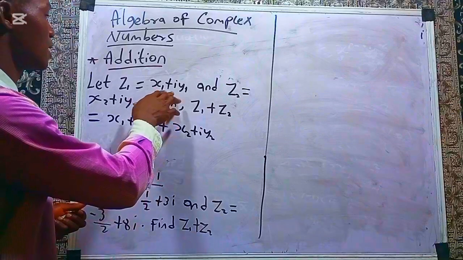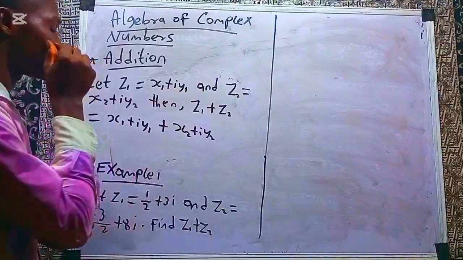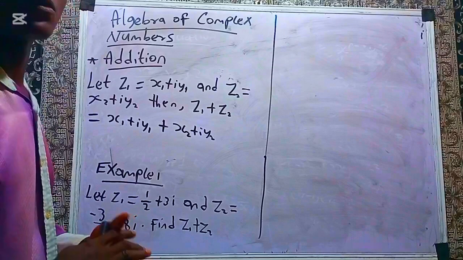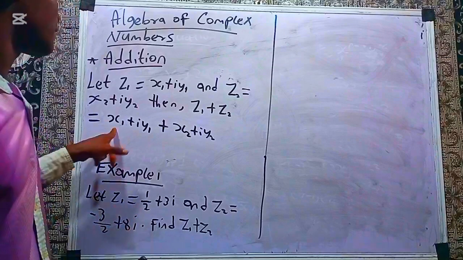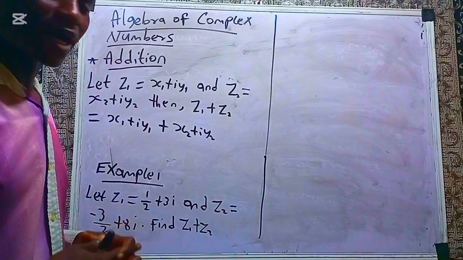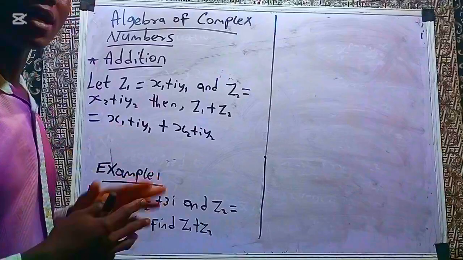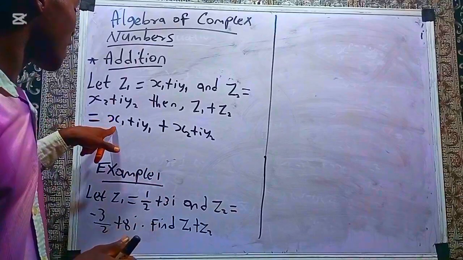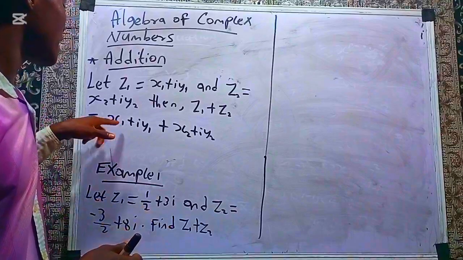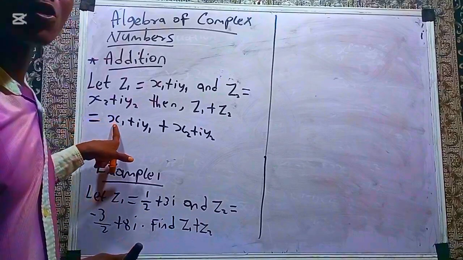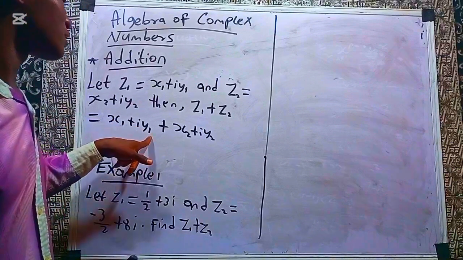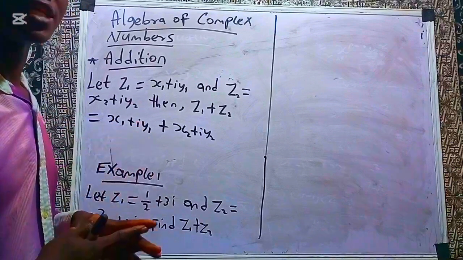So this is z1, this is z2. If you want to add them, how do you add them? You add them component wise. That is, you add the first component, then add the second component. The first component is called the real part. The real part is the one that does not go with i. So coming to this z1, this x1 does not go with i, so it's the real part. And this one that goes with i, which is y1, the coefficient of i, is called the imaginary part.